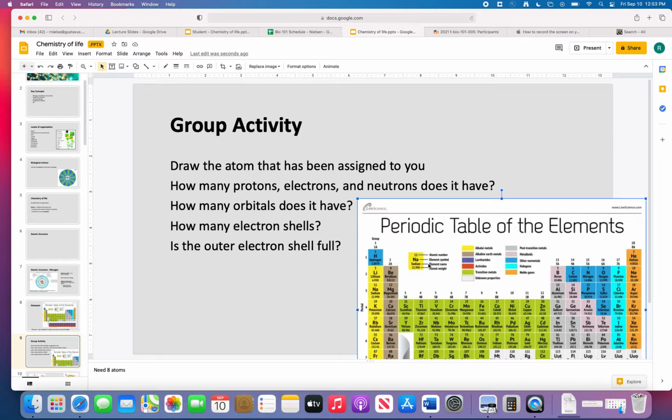Yeah, normally the number of neutrons and protons will be the same. It's just a general rule. Hydrogen is one of those exceptions. It only has one proton.